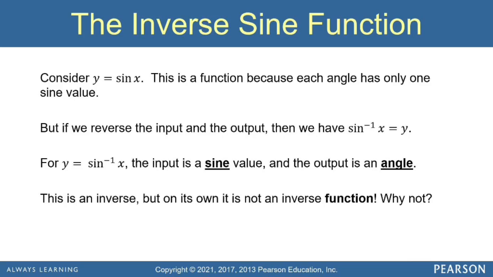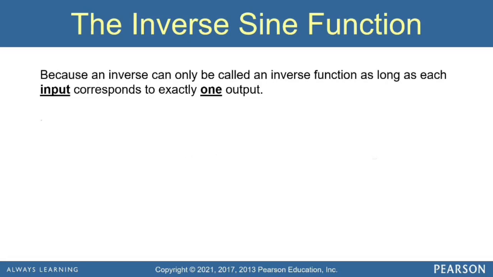Now this is an inverse because you can see that these two are swapped from how they were before. But on its own, this is not an inverse function. So why not? Because an inverse can only be called an inverse function as long as each input corresponds with exactly one output. Remember, the definition of a function is that each input corresponds to exactly one output, and that holds true for inverse functions as well.